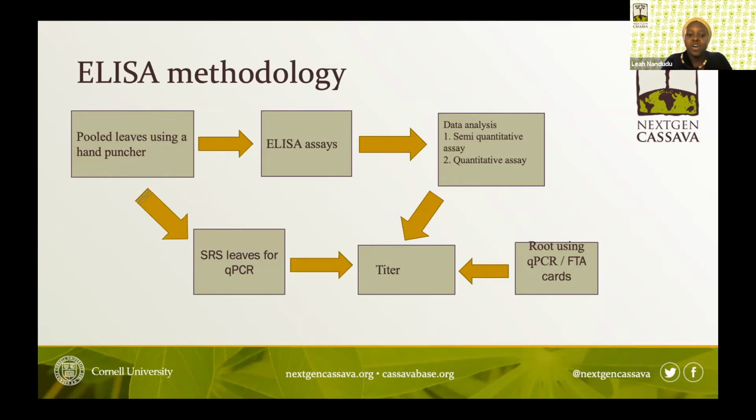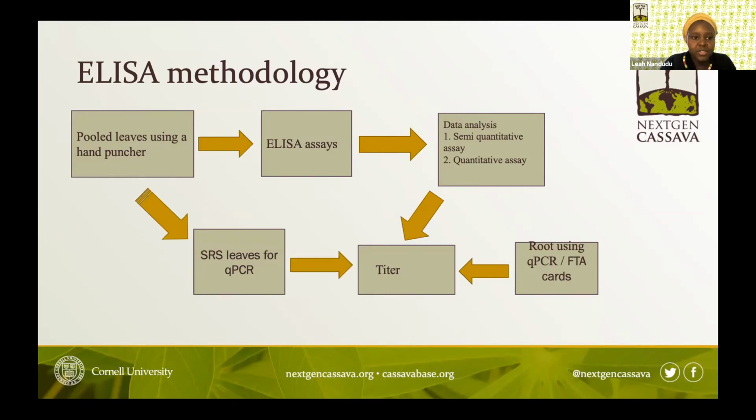The reason why we are robustly looking at viral titer is that studies have shown that the virus replicates and accumulates differently in the leaves and the roots. So if we have to understand the mechanism of CBSD viral titer, we need to look at both tissues carefully.